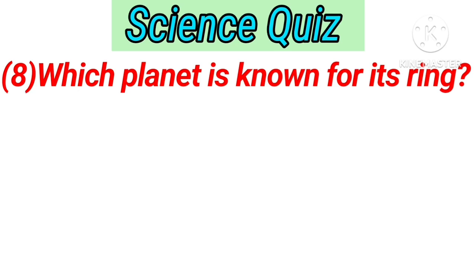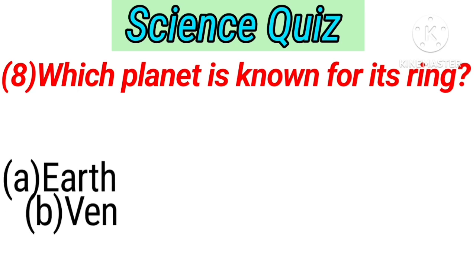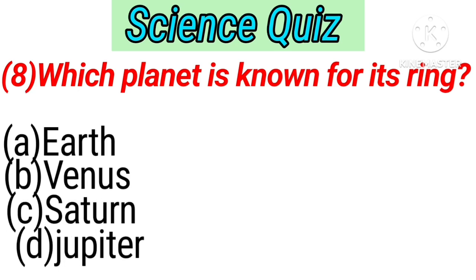Question number 8. Which planet is known for its rings? Options are Earth, Venus, Saturn, Jupiter. And the right option is Saturn.